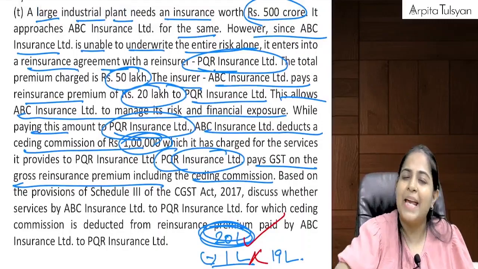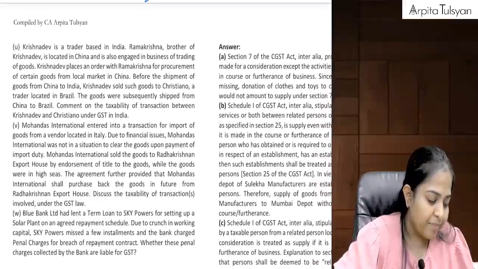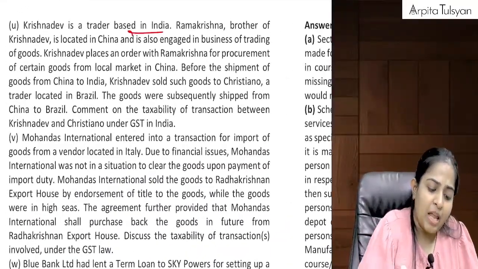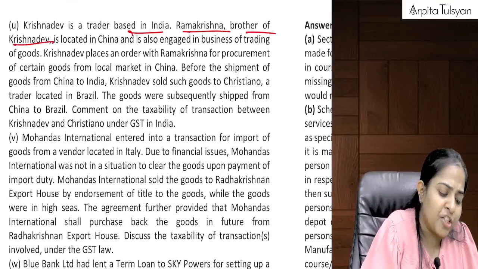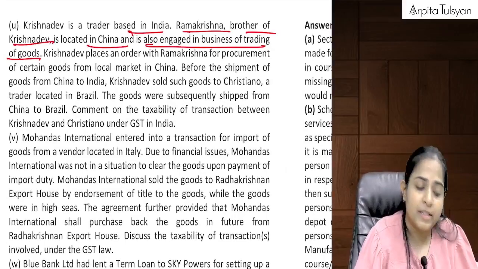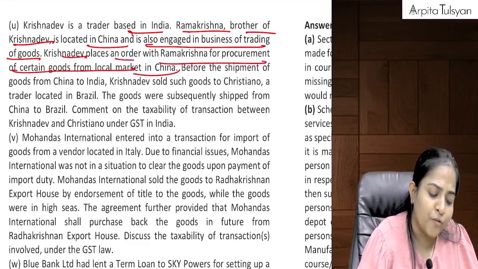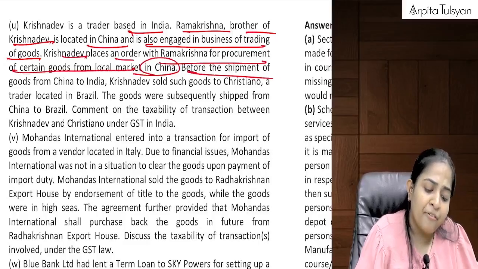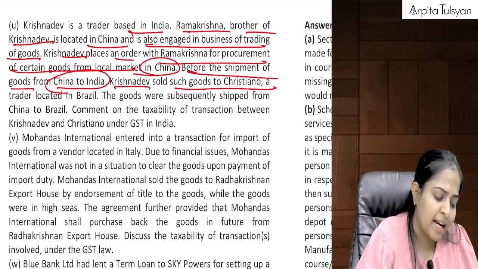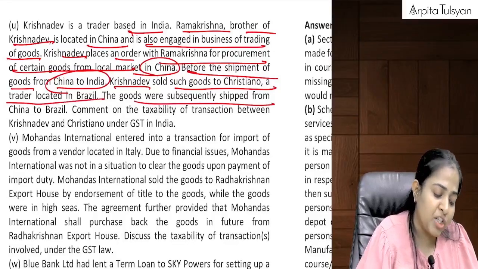Do you recollect? Same things we have already studied. Yes. Okay. Then Krishnadev is a trader based in India. Okay, Ramakrishna, brother of Krishnadev, is located in China and is also engaged in business of trading of goods. Krishnadev places an order with Ramakrishna for procurement of certain goods from local market in China. Before the shipment of goods from China to India, Krishnadev sold such goods to Cristiano, a trader located in Brazil. The goods were subsequently shipped from China to Brazil.